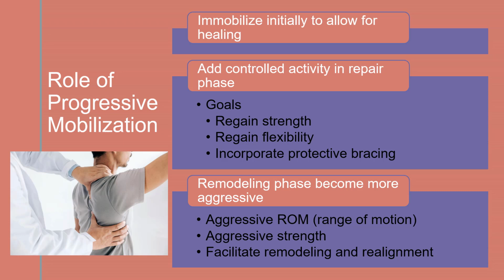Role of progressive mobilization. Initially, we must maintain some mobilization in order to allow for initial healing. As healing moves into the repair phase, controlled activity should be added. We want to work to regain normal flexibility and strength, and protective bracing may also be incorporated. During remodeling, aggressive range of motion and strengthening exercises should be incorporated, facilitating tissue remodeling and realignment. We must also be aware of pain and other clinical signs. This could indicate that we're doing too much and too soon.